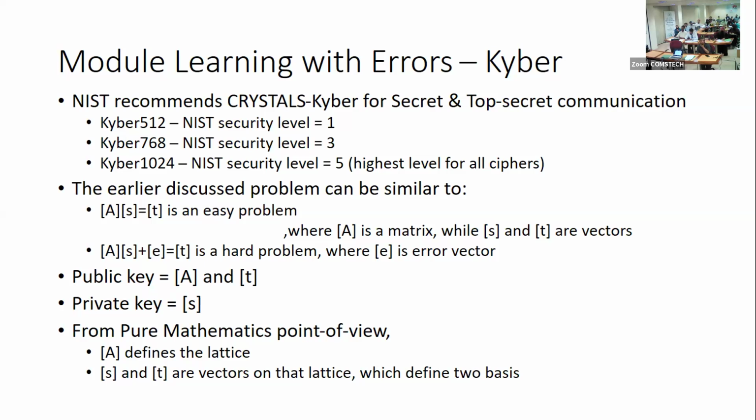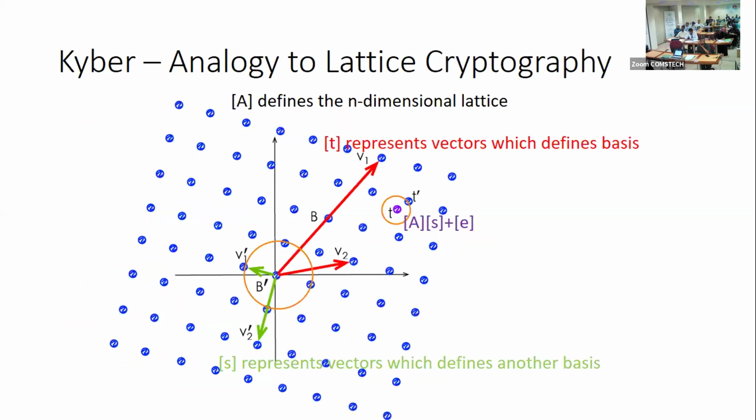So from the mathematics point of view, the A matrix defines an n-dimensional lattice. So A defines a lattice. This is a way to visualize it. And then T and S are vectors in that lattice. So this is T and this is S somewhere. These vector matrices, or column matrices, are basically vectors on that lattice. This is why it's called lattice cryptography.